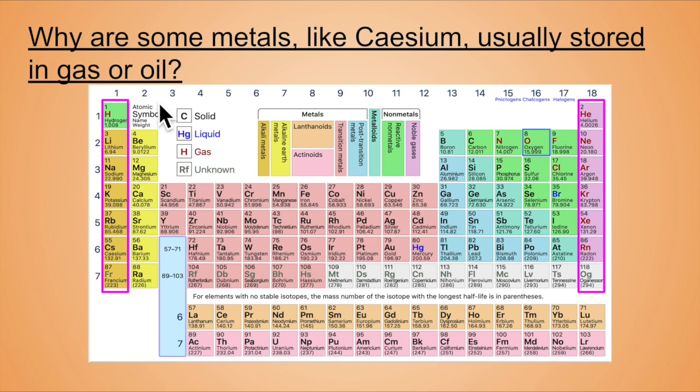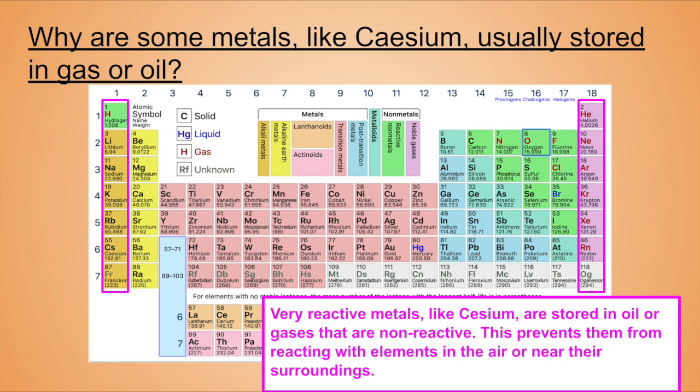They do that because the stuff on this side is super reactive and the stuff on this side is way less reactive. These noble gases are super happy with the amount of electrons that they have, so they're very hard to react with. They're very unreactive. So the answer to this question is that we store these very reactive metals in stuff that is very unreactive, and that can be in oil or in a gas form. This prevents them from reacting with elements in the air or near their surroundings.